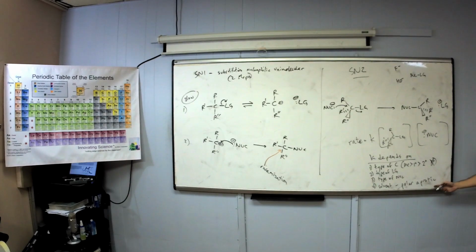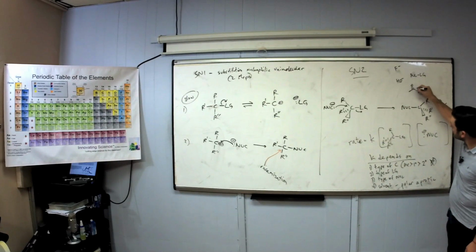But imagine, instead of SN2, I put in the wrong solvent. Instead of an aprotic solvent, I put in a protic solvent. Imagine I put this whole thing into acetic acid.